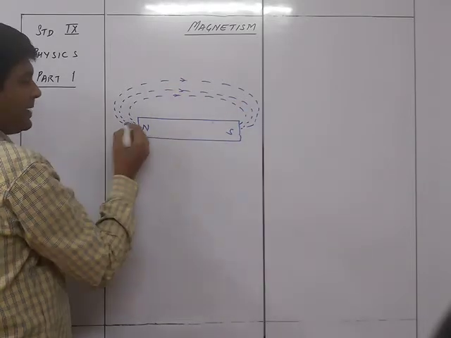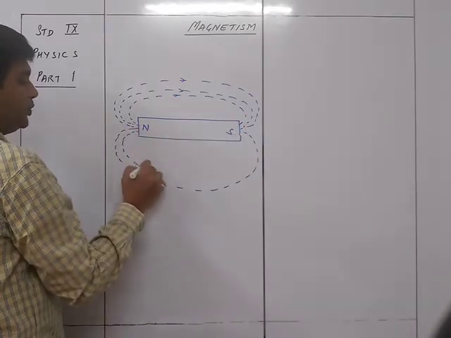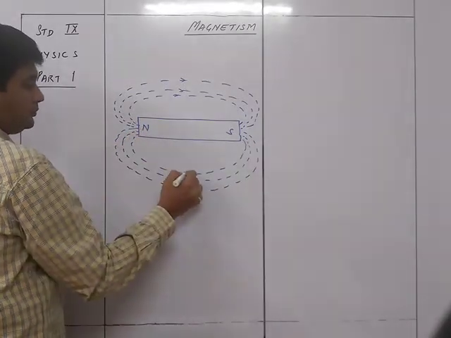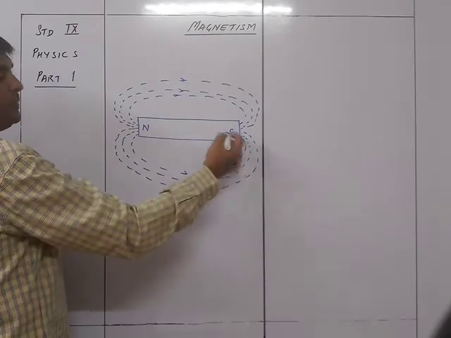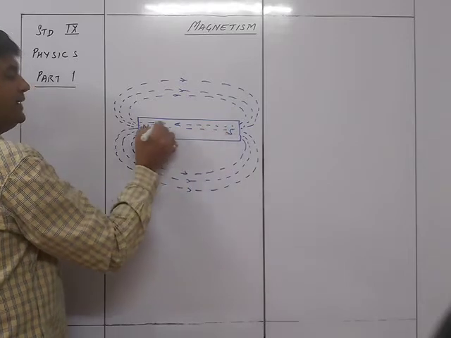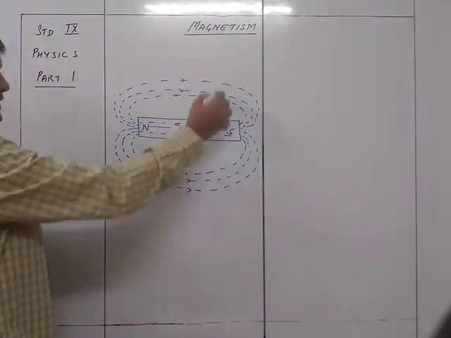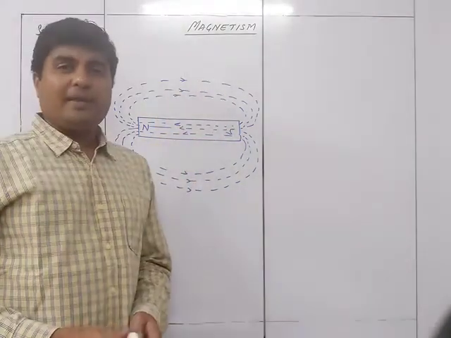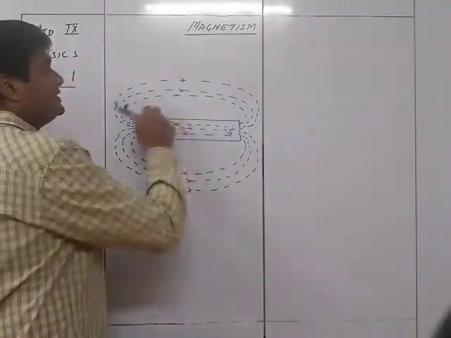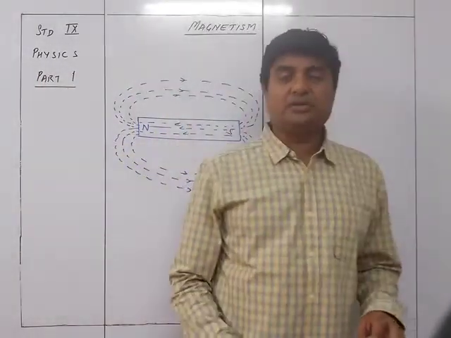Now these imaginary lines start from the north pole and travel towards the south pole outside the magnet, and at the same time they travel from south pole to north pole inside the magnet. So this is how the magnetic field lines are. Whenever any magnetic material is within these field lines, induction would take place. So this is the field lines of a magnet. Let's see what are the properties and the different things about the field lines of the magnet.